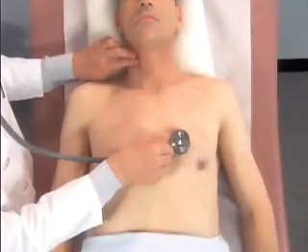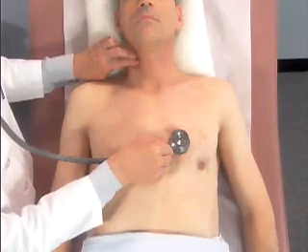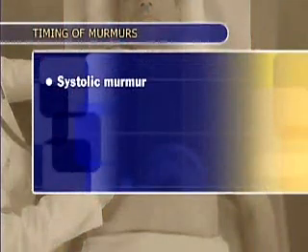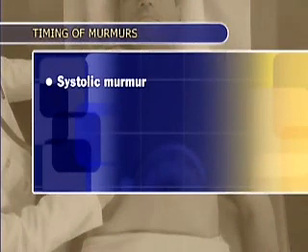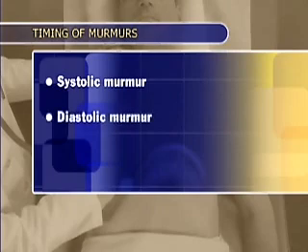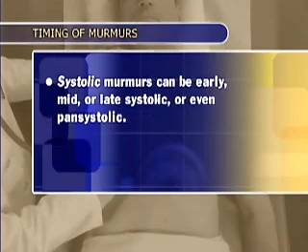Palpating the carotid pulse as you listen can help you with timing. First, decide if you are hearing a systolic murmur, falling between S1 and S2, and coinciding with the carotid upstroke, or a diastolic murmur, falling between S2 and S1. Murmurs are classified according to where they fall in systole and diastole.